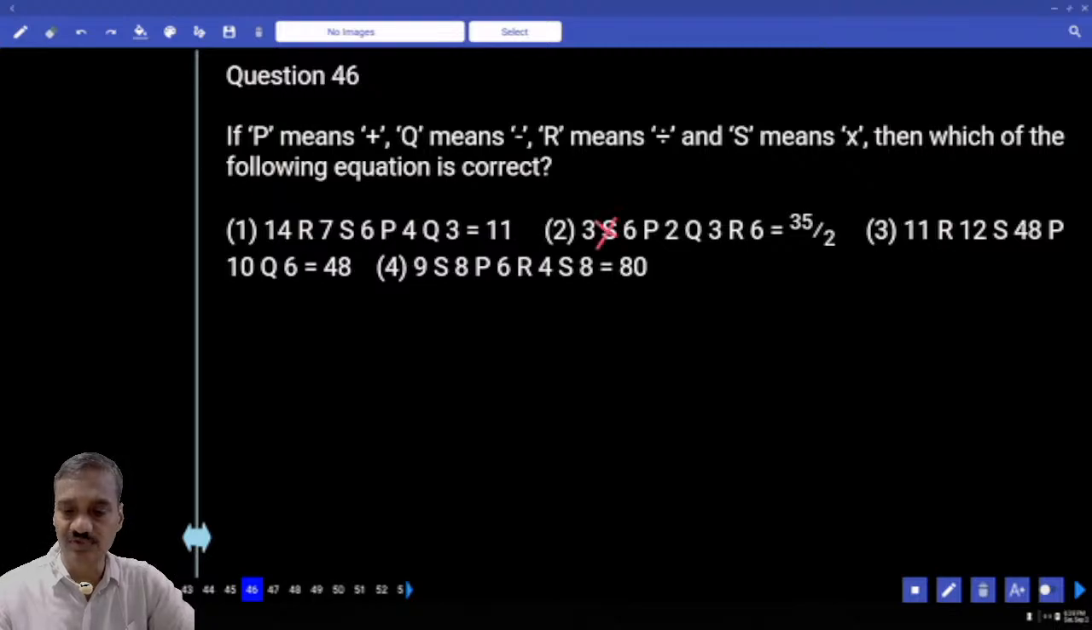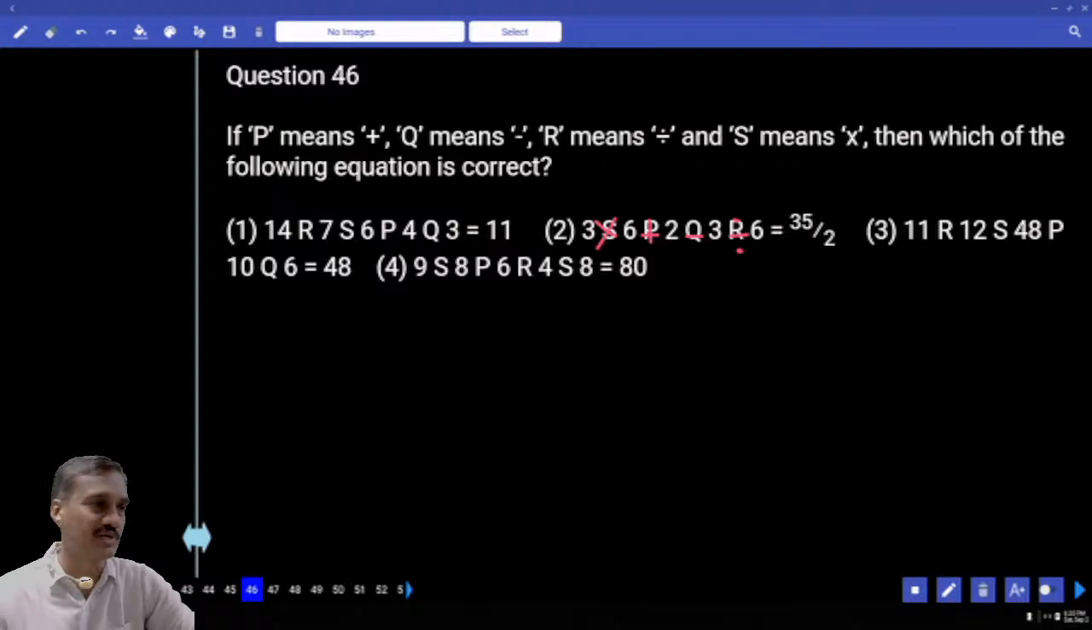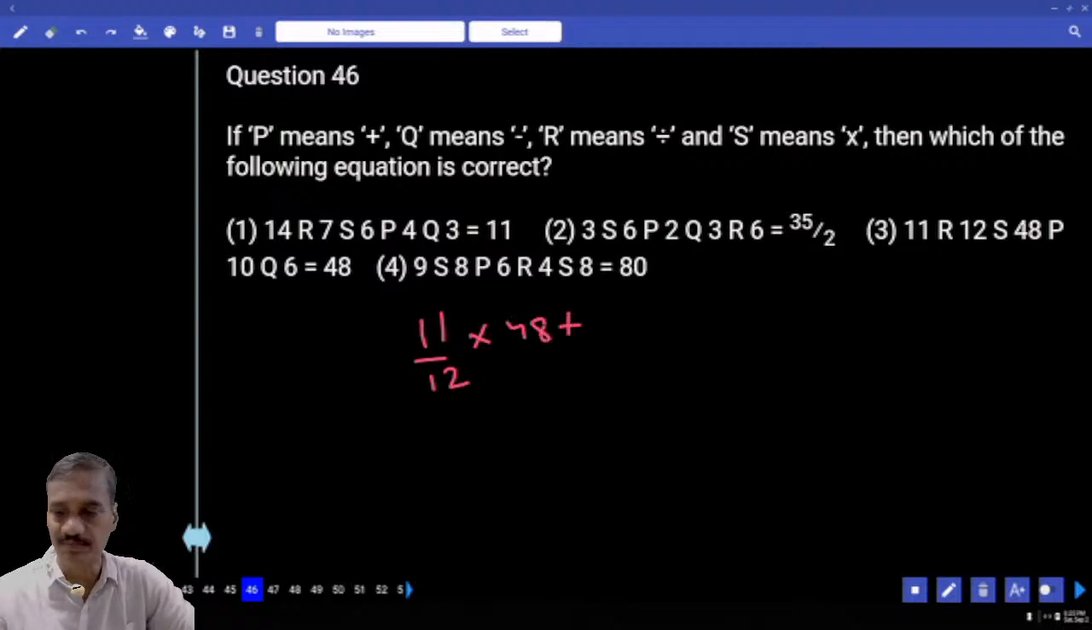S stands for 3 into 6, and P stands for plus and Q stands for minus and R is division. Now 3 divided by 6 is how much? 1 by 2. 3 into 6, 18 plus 1 by 2, 20 minus a half. 20 minus half is how much? 19 by 2. Hence this is again ruled out. 11 minus 12, and S stands for what? 11 and 10, R stands for division. Now 11 divided by 12, and S means into 48, and P stands for plus, and plus how much?